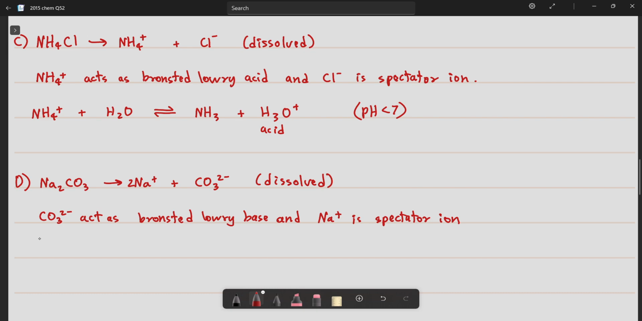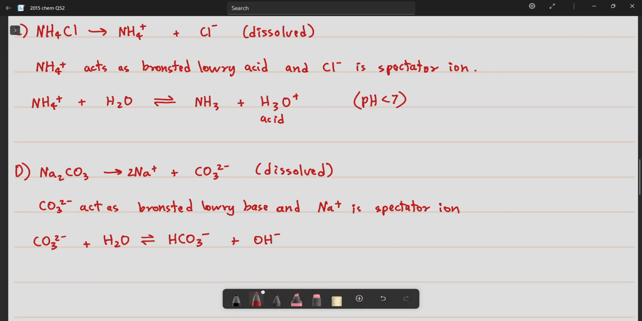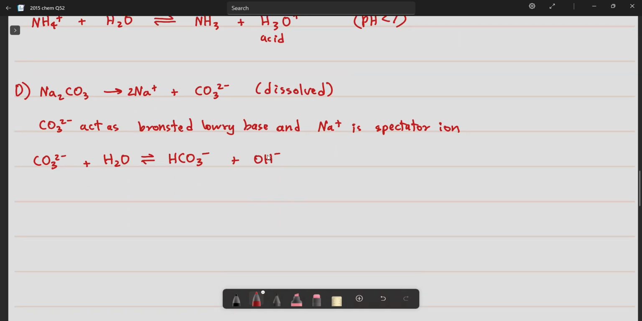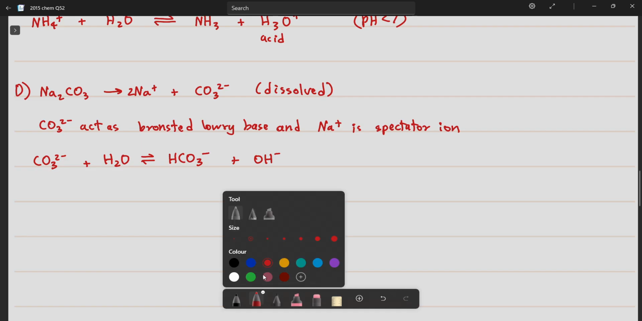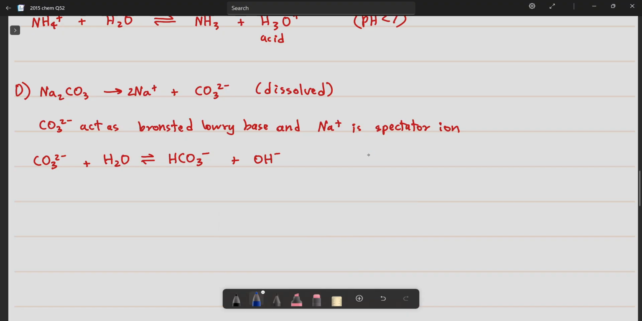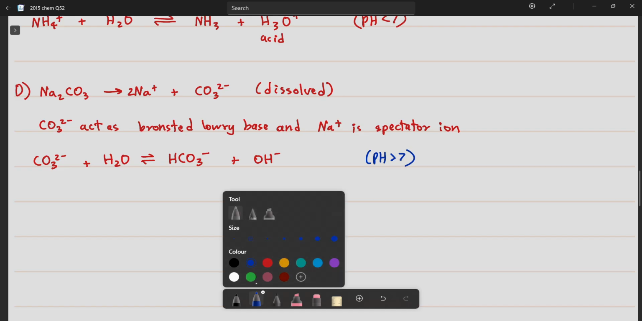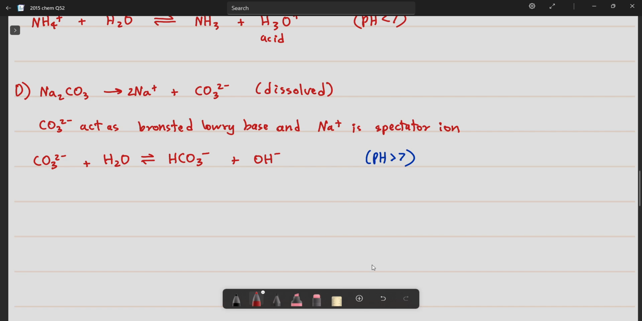Okay, so now the chemical equation: carbonate reacting with water, the hydrolysis reaction. This will form hydrogen carbonate plus OH minus. So we know it produces hydroxide ion when the carbonate undergoes hydrolysis. Therefore the resultant solution is going to be basic.